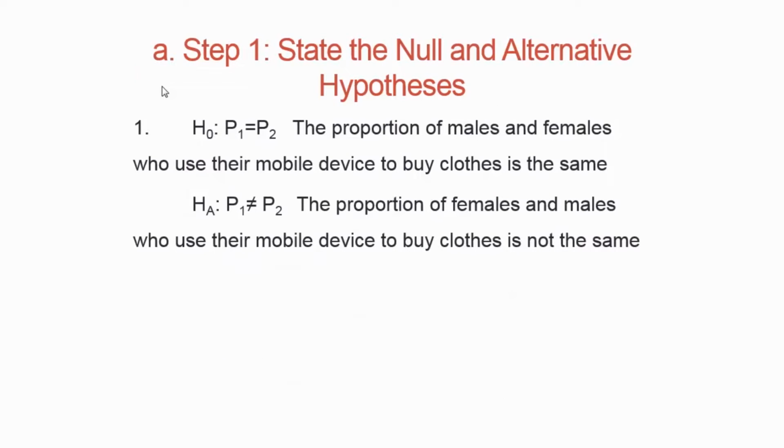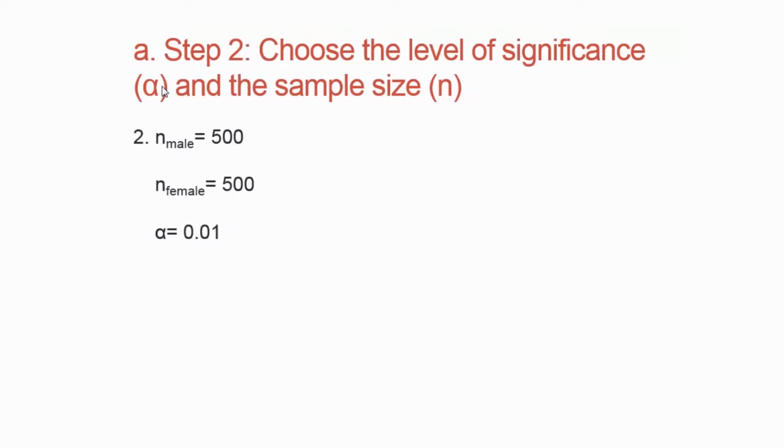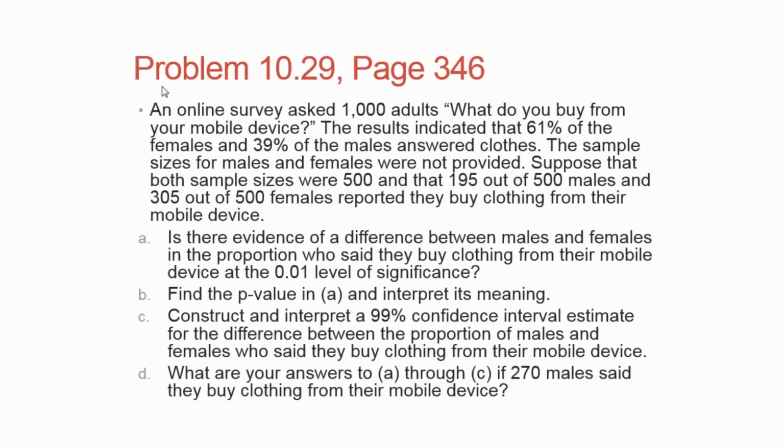Okay, so step 1, null and alternative. The proportion of males and females who use their mobile device to buy clothes is the same, and the alternative is not the same. So again, we could use pi 1 and pi 2, or capital P1, P2. Second step, we write down the information. N for males is 500, and for females is 500, and alpha equals 0.01 because that's what it told me in the problem.